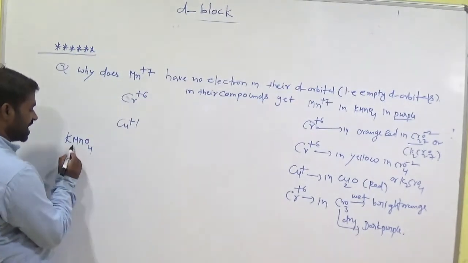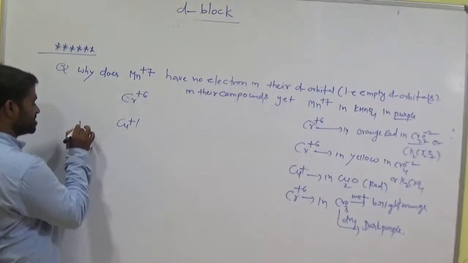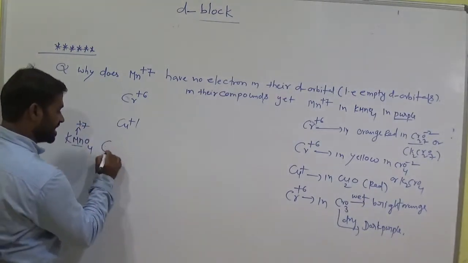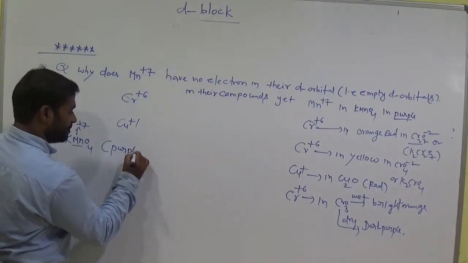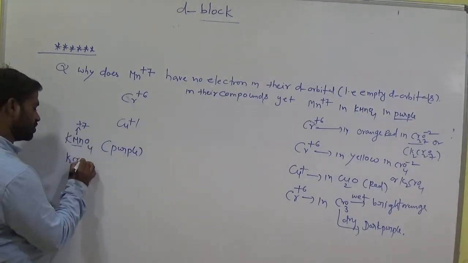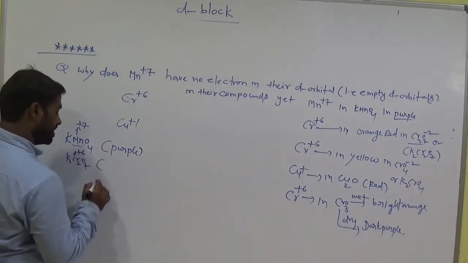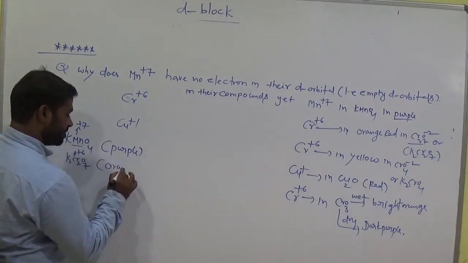KMnO4. What is the transition element? Manganese, where it shows plus 7. What is the oxidation state? Plus 7. What is its color here? Purple. Okay. K2Cr2O7. What is the oxidation state of chromium? Plus 6. Which color is it? It is orange red.